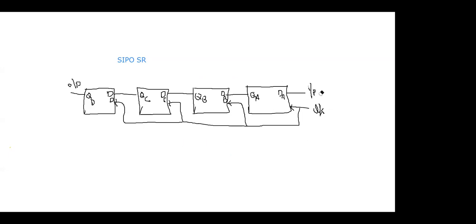Okay, but here we are applying the input across this point, but the output we are not considering at only one point. We are going to connect the output. Here we are taking the output, here also, here also, and here also. So we are applying the input only across one point, but we are extracting the output from all the 4 points.